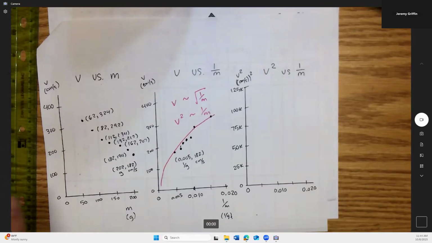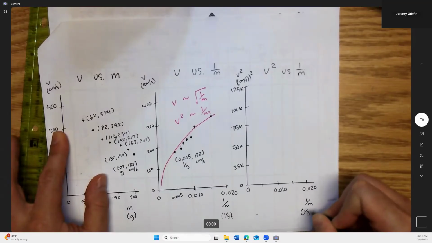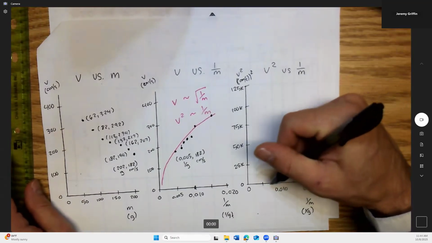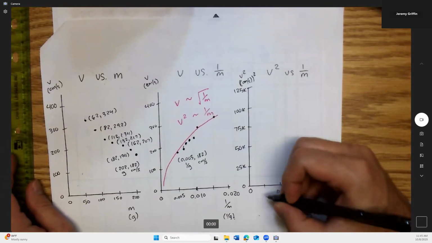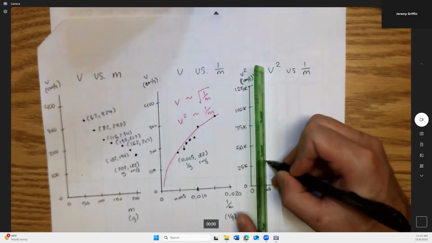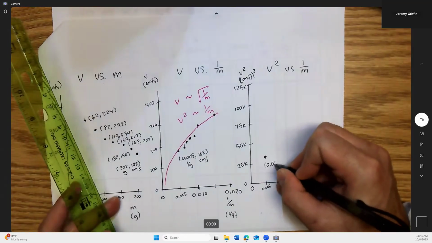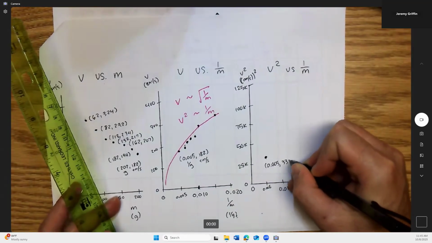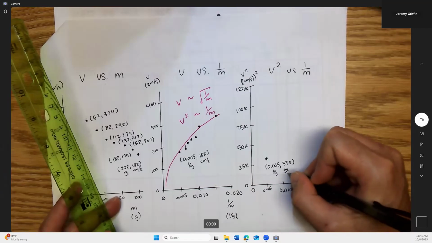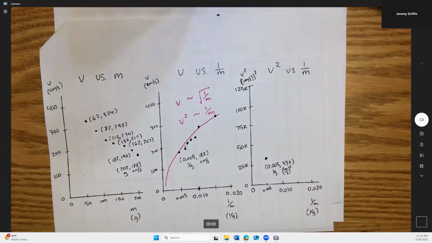Chase, got some numbers? What's one coordinate here? 0.005 and 33,233. So 0.005 and then 33,000 something. Whatever grams. That's centimeters per second, all collectively squared. All right, next point.